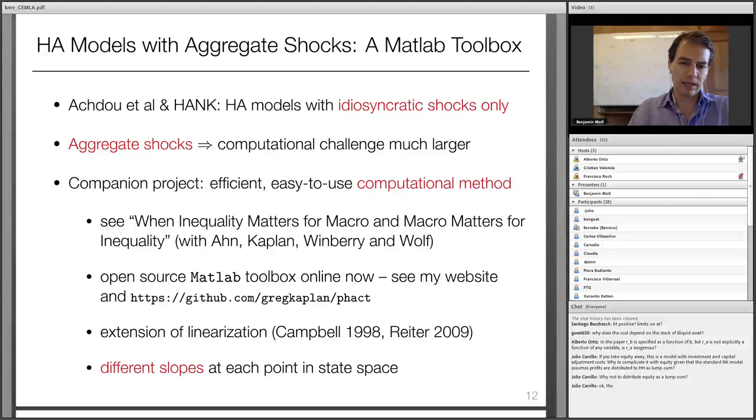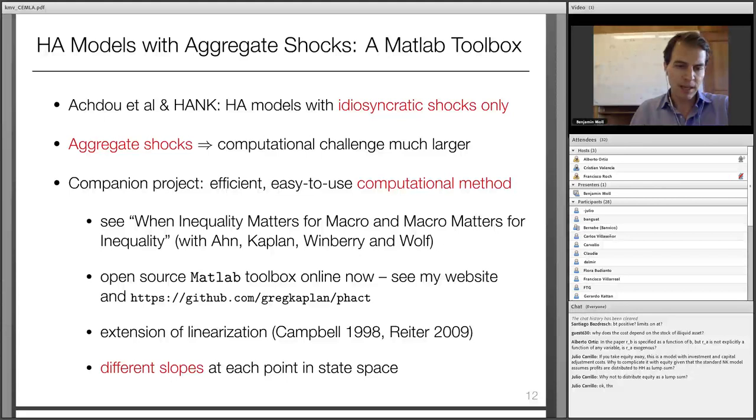Just briefly, it's an extension of a standard linearization method. The idea comes from this paper by Jeff Campbell and Michael Reiter, where you linearize with respect to aggregate state variables only, okay? So not with respect to idiosyncratic state variables. That's very important because you want to retain that non-linearity. So there are different slopes at each point in the state space.